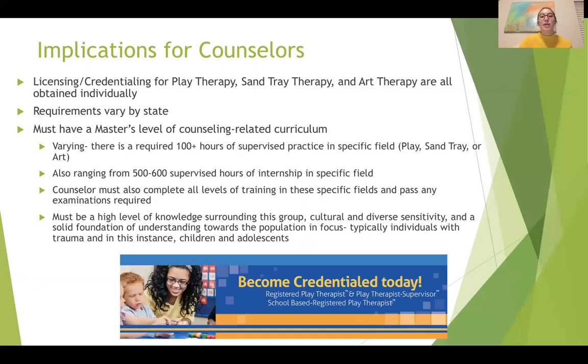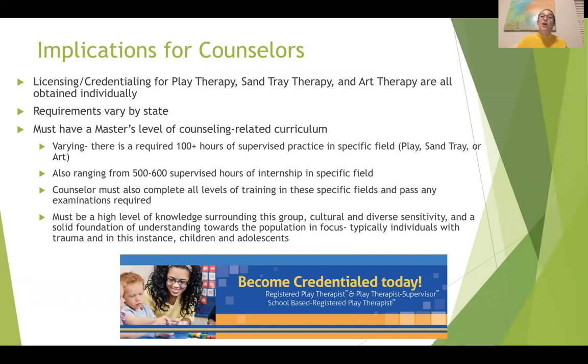So, implications for counselors. Licensing and credentialing for all these various types of creative interventions are obtained individually. So you could be a registered play therapist, a licensed child-centered therapist, or a licensed art therapist. There are all different kinds of specializations and credentials you could get. The requirements vary by state, so much like any other credential or specialization, it all depends on where you live.